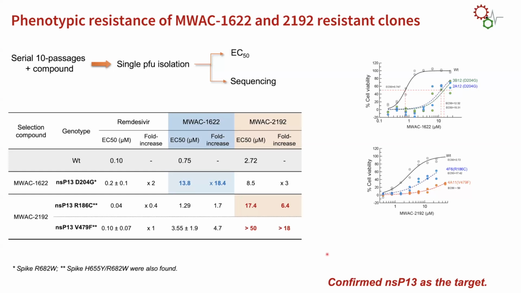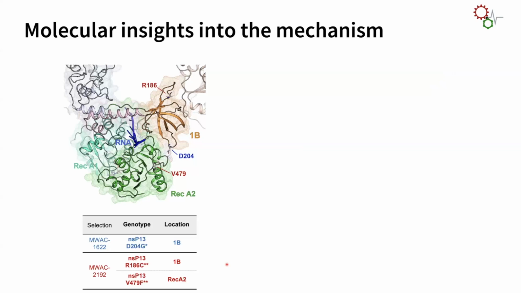This proves that NSP13 may be the viral target, because we don't see any other mutation other than this, plus some mutation within the spike protein. So I think this very strongly argues that our compound interacts with NSP13. If you map out these mutations in the context of the structural biology perspective, this 204 mutation happens to be in the 1B domain here, and of the other two mutations we found from the 2192, one of them is also in 1B, and the other one is in the RecA2 domain.